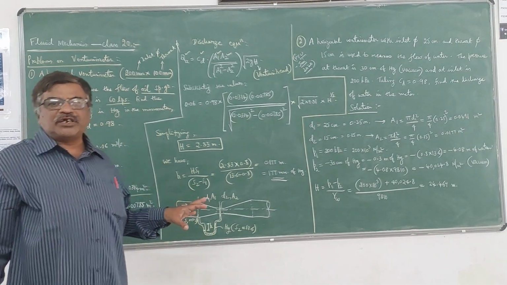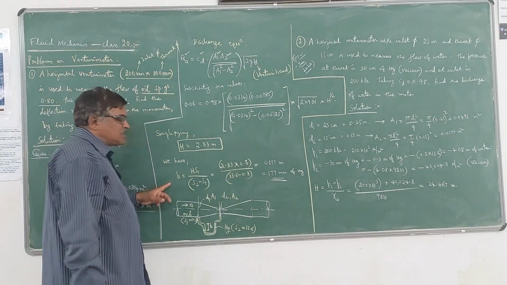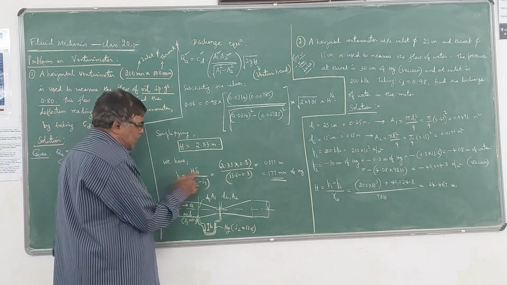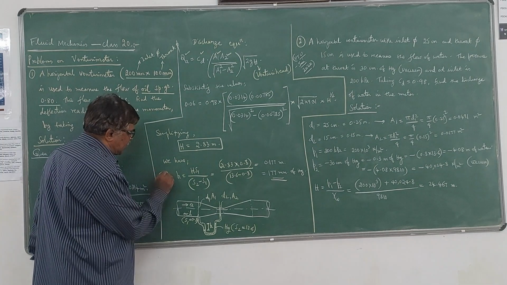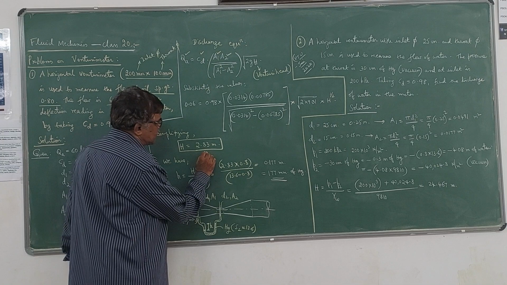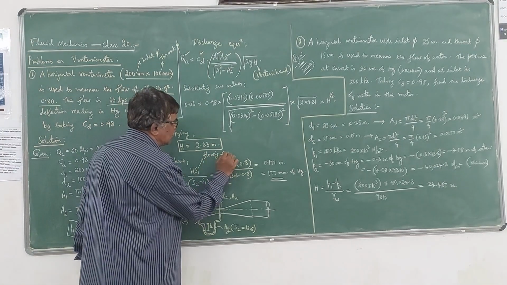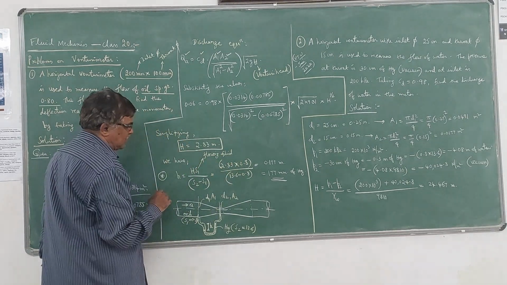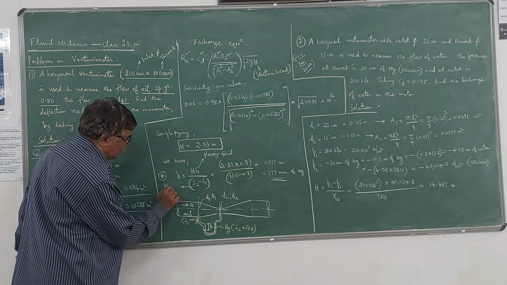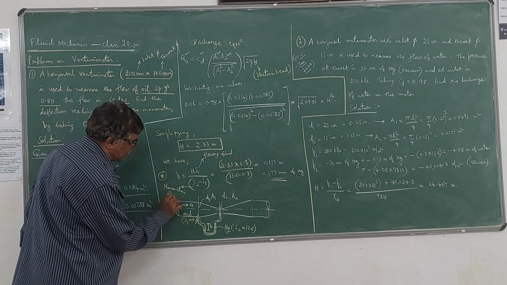We have derived one relationship between capital H and small h in the last class. That equation you can directly use here. That equation is h = H × S1 / (S2 − S1). Please note that S1 is the specific gravity of the flowing fluid. Here the flowing fluid is oil, so you take 0.8 for S1, and S2 is the specific gravity of the manometer fluid. The manometer fluid is mercury here, so S2 is 13.6.